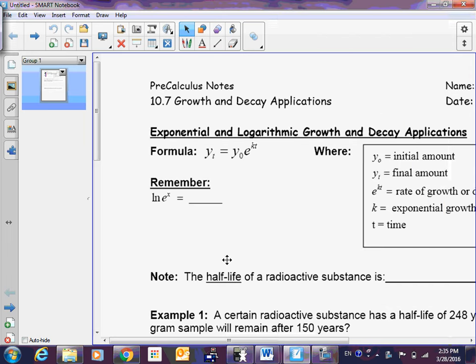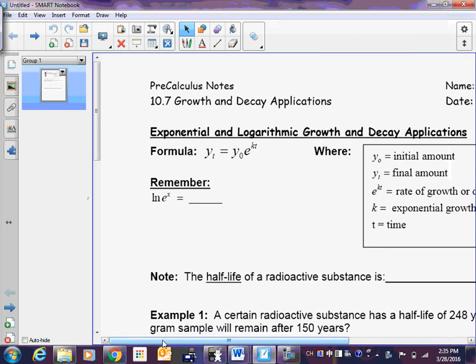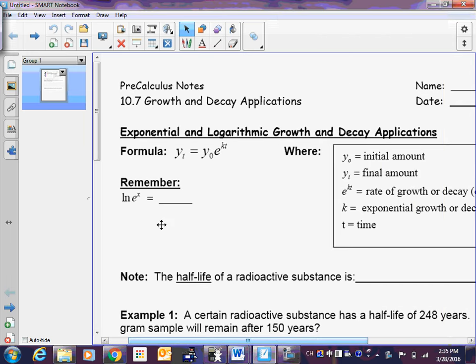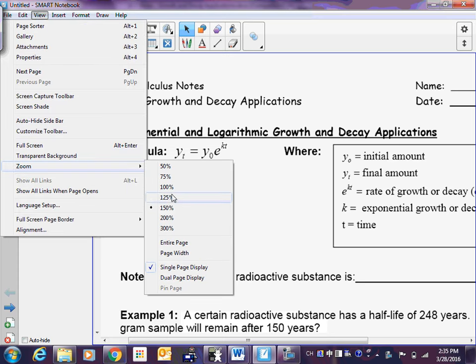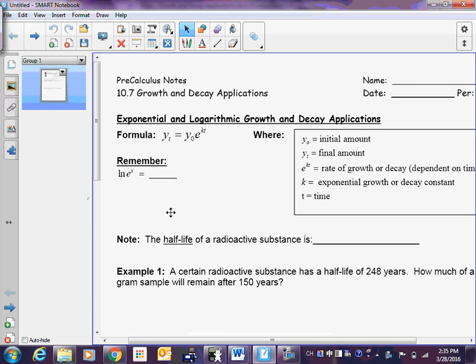Right, so with 10.7, we're going to use all that good calculator skills from 10.5, or sorry, 10.6. All right, so let's talk about exponential growth and decay for just a minute.